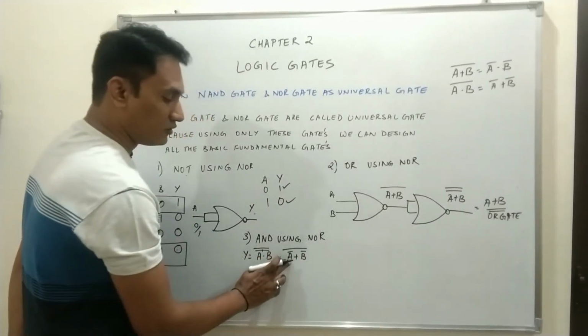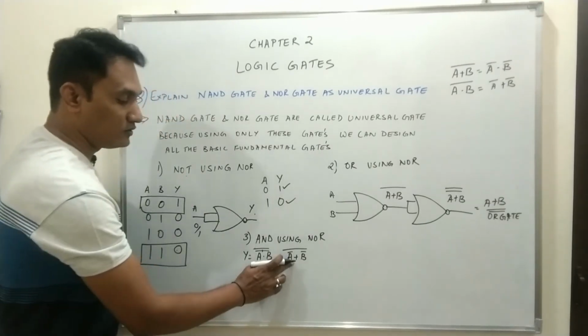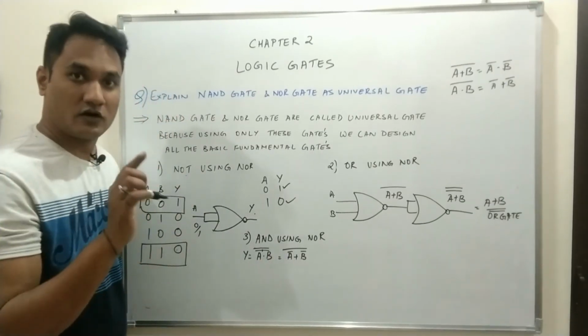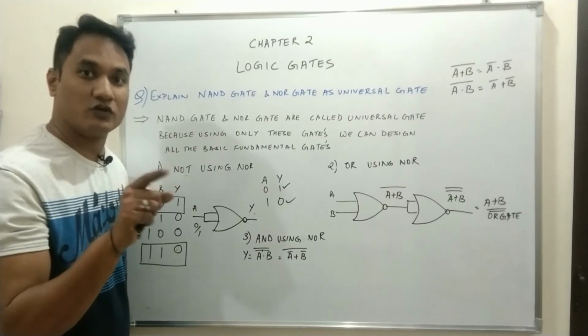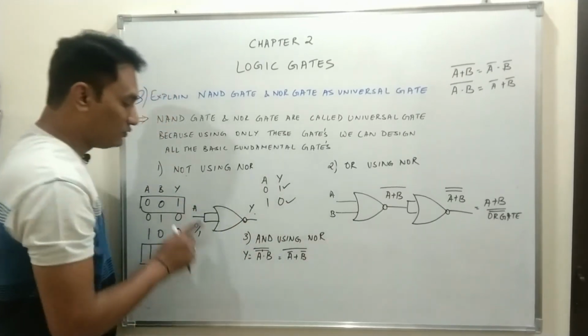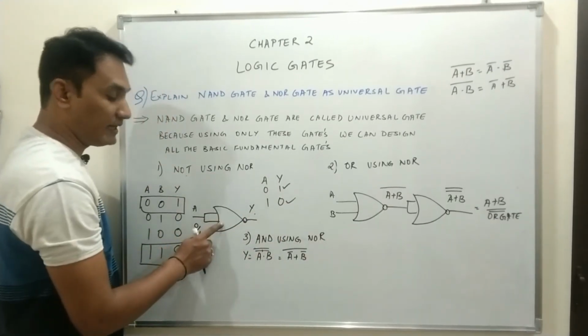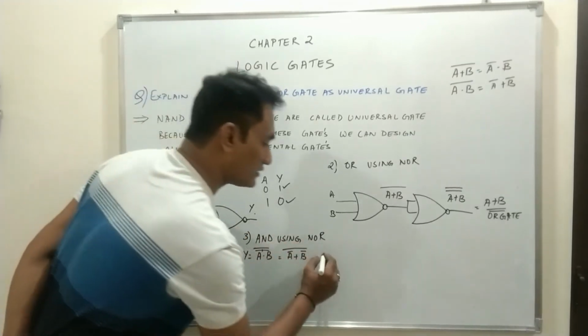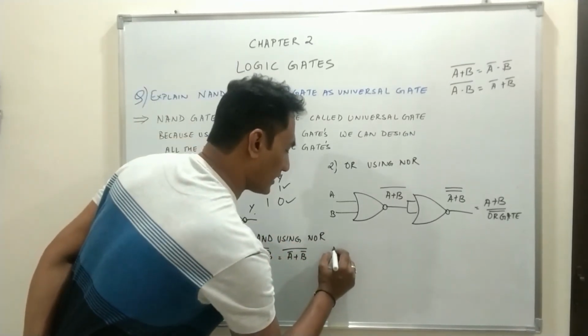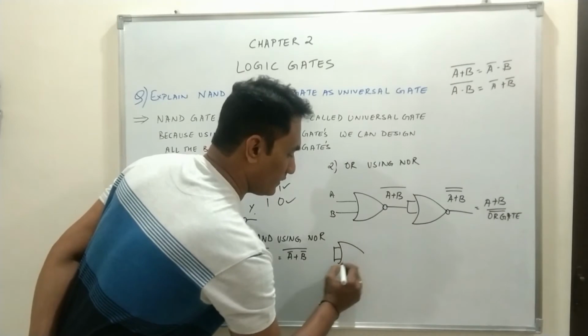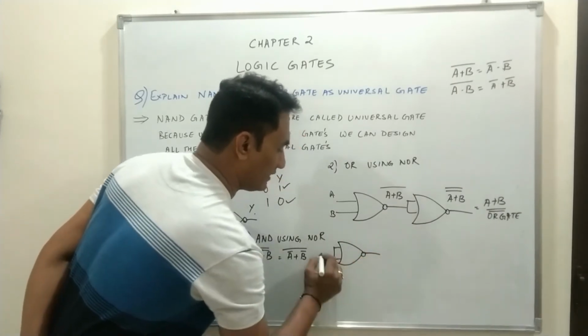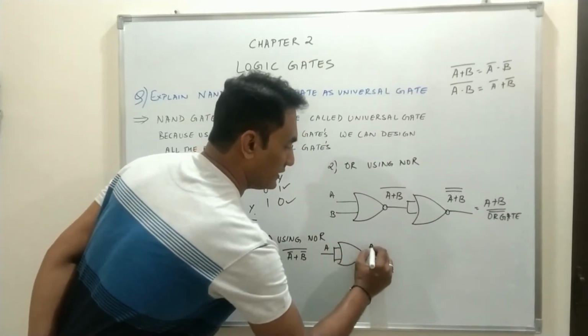Now first we have to draw A bar. So how do you get A bar? Complement over any variable, you have to use a NOT gate. How do we design a NOT gate using a NOR gate? By connecting the two inputs of a NOR gate. So you take a NOR gate, connect the two inputs together, and if this is A, this will be A bar.